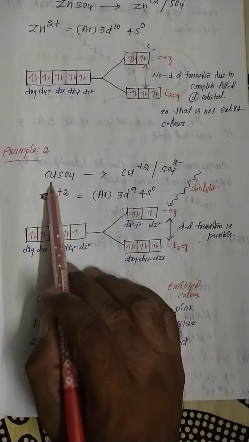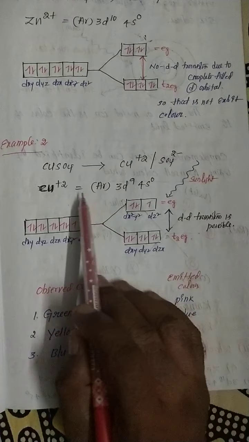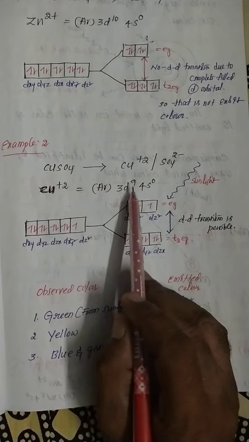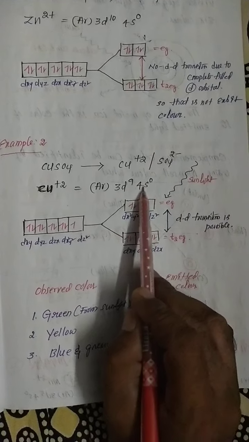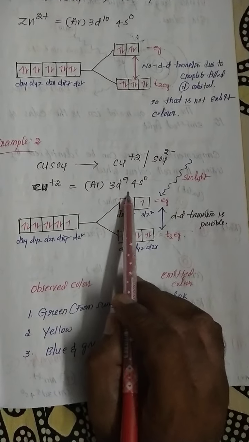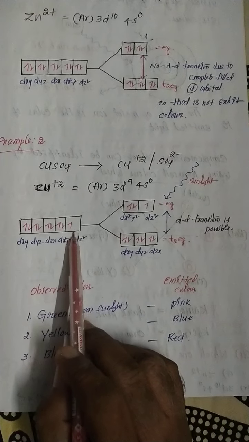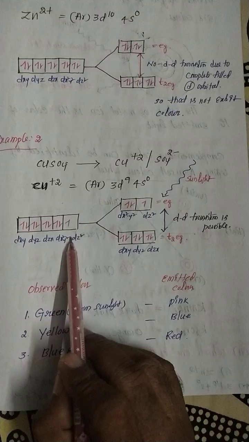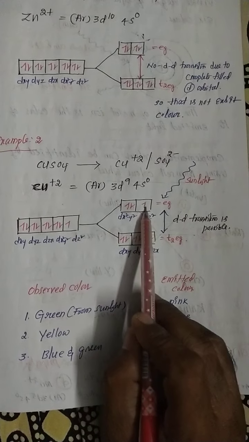Next, another example, copper sulfate. So copper 2 plus, sulfate 2 minus. Now what happened here? Copper 2 plus means 3d9 4s0, because one electron is lost from the s orbital and one more electron from the 3d orbital. So 9 electrons are there. Nine electrons means what happened here? One unpaired electron. Where is the one unpaired electron located? In the higher energy level, the EG level, one unpaired electron.